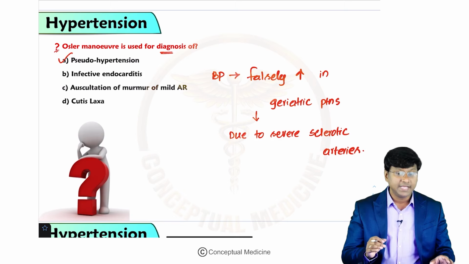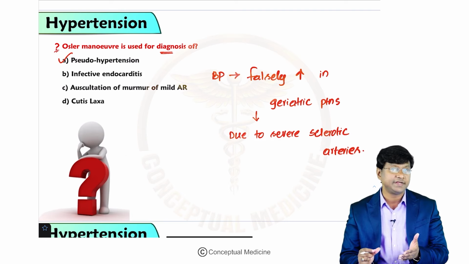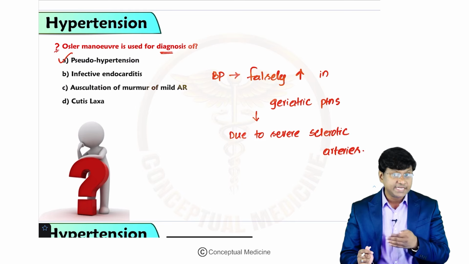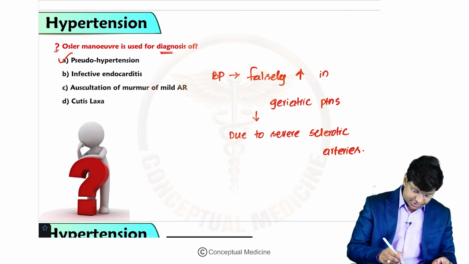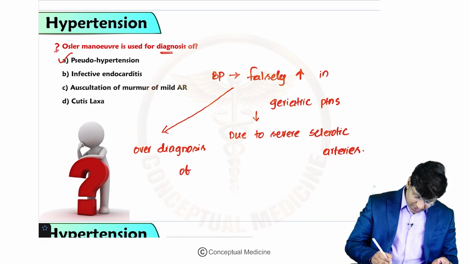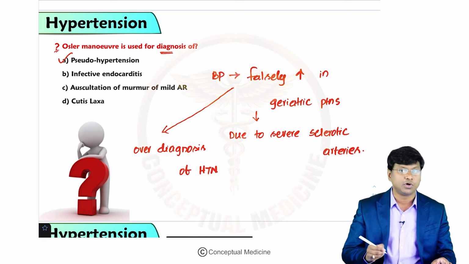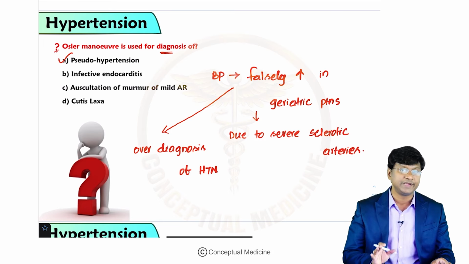Right, because of this falsely elevated blood pressure due to severe arterial sclerosis, due to severe sclerotic arteries, this will lead to overdiagnosis of hypertension. Hence, it is called pseudo hypertension.